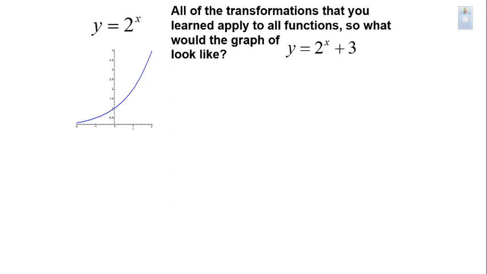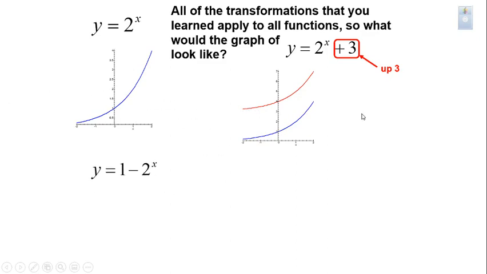Shift it where? Up. How much? 3 units, because we're adding the 3 to the whole expression, so we're adding to the y's. Now, whenever you shift a graph, the asymptotes shift as well, right? So the horizontal asymptote here is going to shift what direction? Upwards. The original horizontal asymptote was y equals 0. What's going to be the new horizontal asymptote? Y equals 3. So there will be a horizontal asymptote right there.